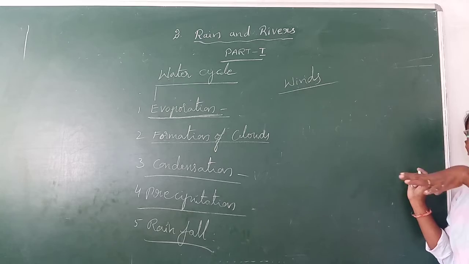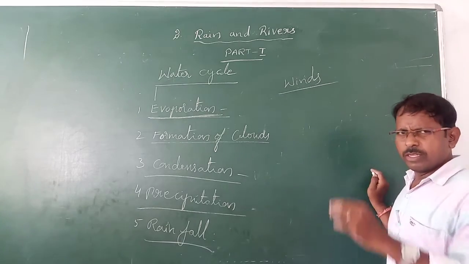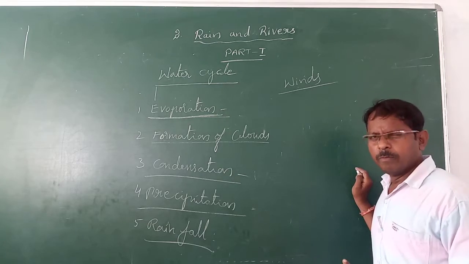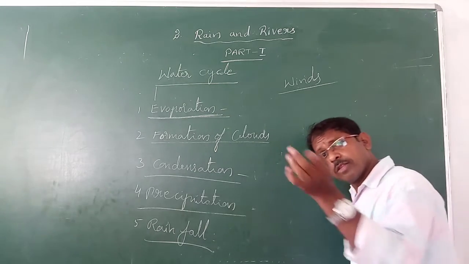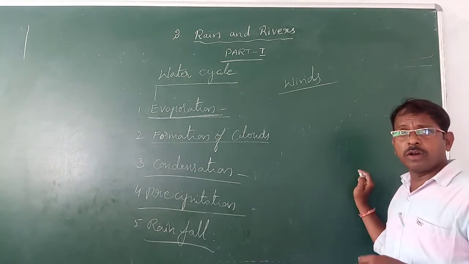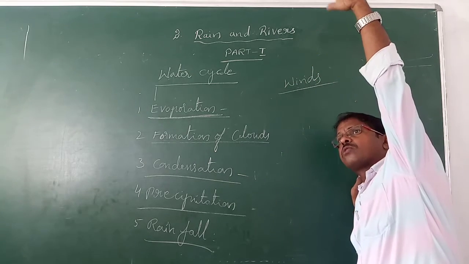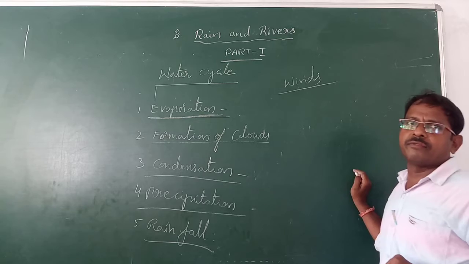When there is cool air, the clouds change into rain. Maximum rainfall will be there on the oceans and seas. Why? Because clouds form over the oceans, and those clouds rise, cool down and fall as rainfall.